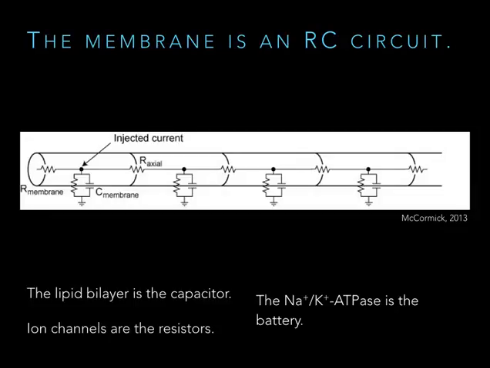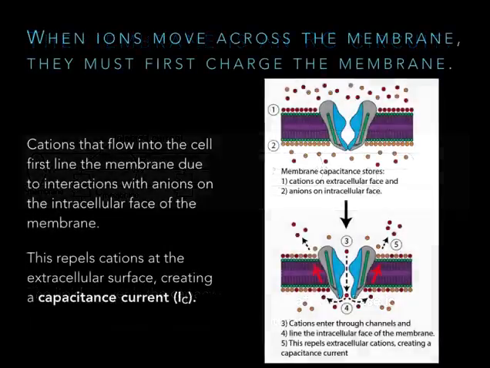Because our membrane has resistance and capacitance, we view the membrane as an RC circuit. There's a resistor and there's a capacitor. The lipid bilayer is the capacitor, the ion channels are the resistors. The lipid bilayer will store charge, the ion channels will allow charge to move through the membrane. And of course, if you have an RC circuit, you need a battery, and that's going to be the sodium-potassium ATPase. Without the sodium-potassium ATPase to remove sodium and bring in potassium, we're going to eventually deplete the circuit. So the sodium-potassium ATPase keeps things going here.